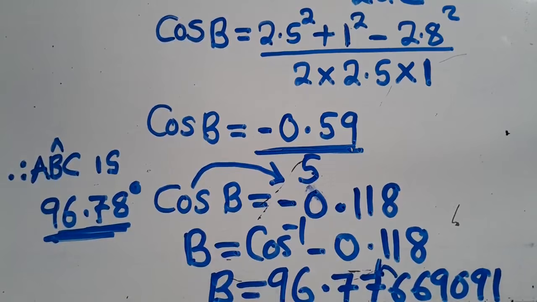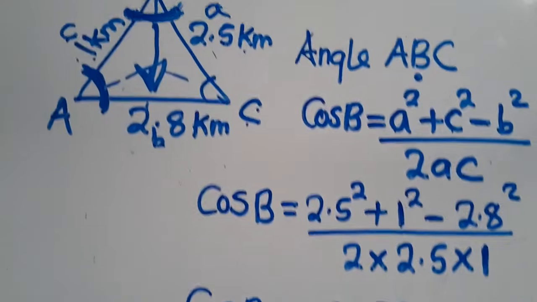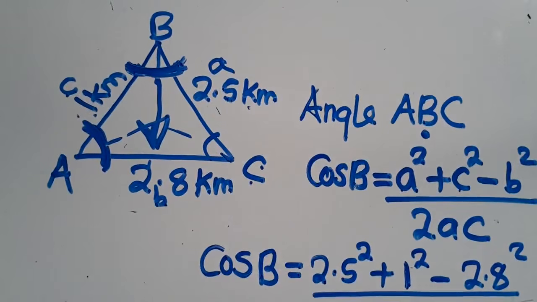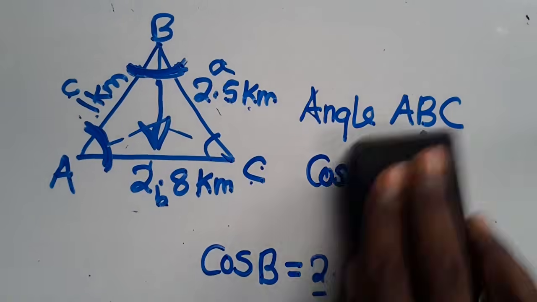So we've answered this question. We found an angle that is there. Have you seen? We found an angle that is there. So this is what you are supposed to do. These are things that you need to get and understand. So we've answered this. We move now to the next question.